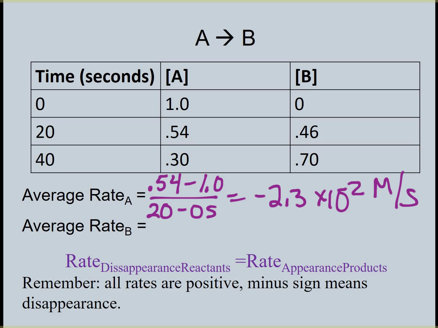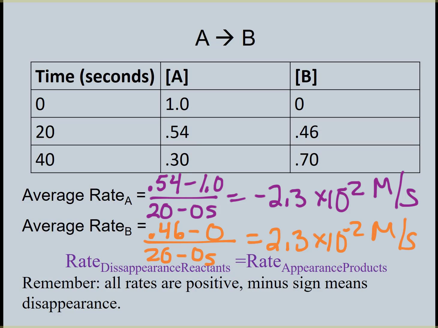We can do the same thing with the B. And again, I'm going to use the same time. So I have 20 minus 0 seconds. And then I have 0.46 minus 0. Because when we started off, we had no concentration. And when I do my math, I get 2.3 times 10 to the minus 2 molarity per second. And that makes sense here, because as A disappears, B will appear.